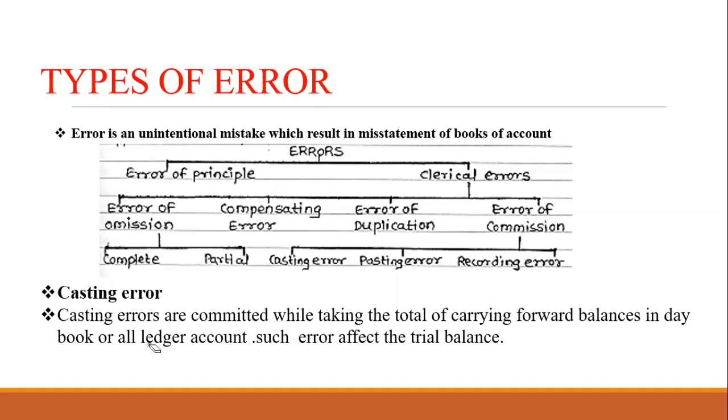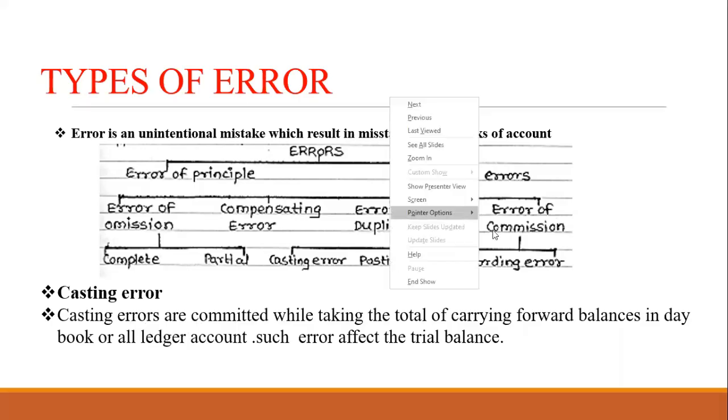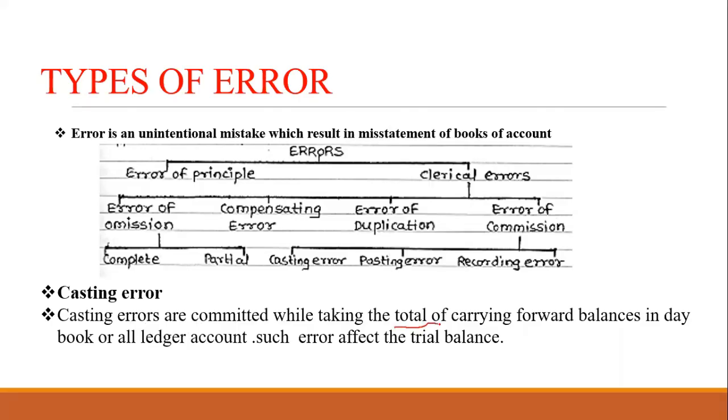Casting errors are committed while taking the total or carry forward balancing in a day book or a ledger account. Such errors affect the trial balance. So casting errors are committed while taking the total. It is related to totaling. So taking the balance forward or totaling, if you make any mistake, that particular mistake will be considered as a casting error. Can anyone give me an example of casting errors? How can you make a casting error?